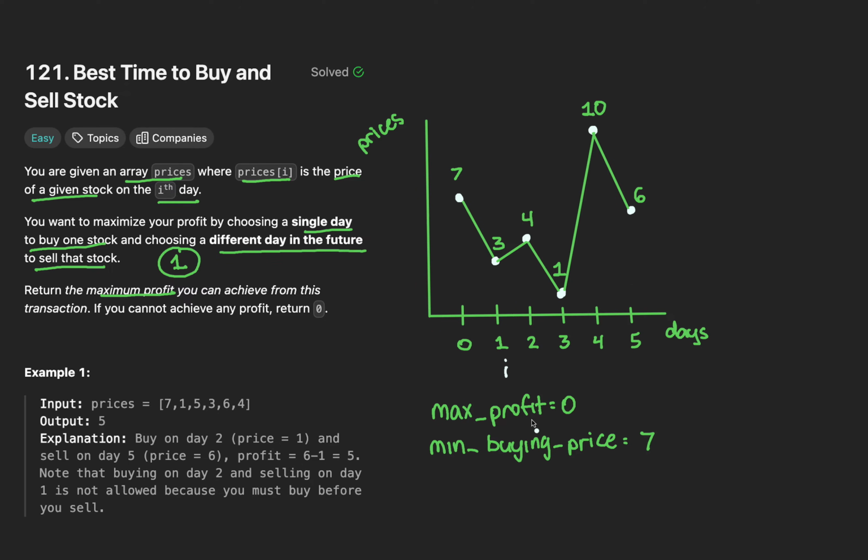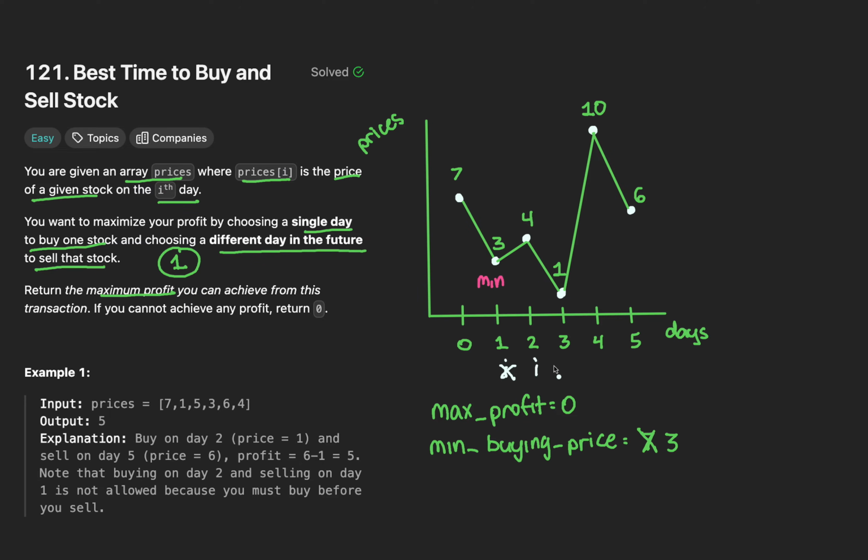The second thing we'll do on the current day is we'll update the minimum buying price, but only if we found a cheaper price to buy the stock. And indeed, 3 is less than the 7. Therefore, we'll update this variable to the 3. And to show this visually, so we can follow along a bit easier, let's just denote the minimum price here at the 3. We move on to the next iteration, where i now points at the second day.